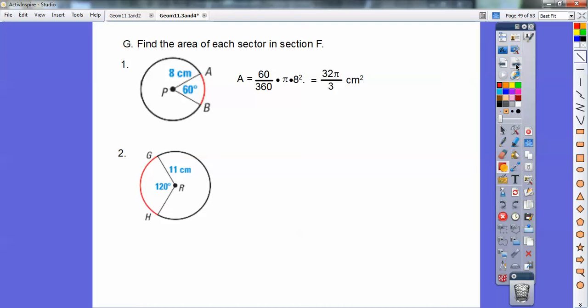This time n is 120, so 120 over 360 times pi r squared, pi times 11 squared. Again, I'm going to cancel these zeros, so I'm left with 12 over 36, which is 1/3. So 1/3 and 11 squared is 121. Let's see, no, 3 doesn't go into 121. I was adding 1 plus 2 plus 1 in my head, which is 4, and 3 doesn't go into that. So I get 121 pi over 3 centimeters squared.